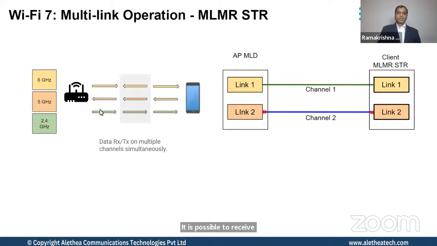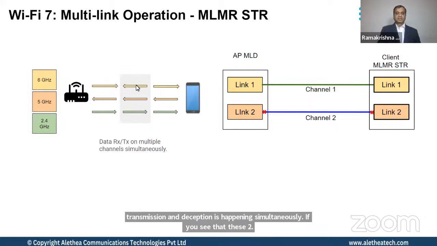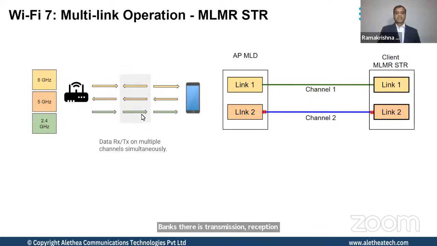If you go to the next one, even though the direction of the arrows has changed, the transmission and reception are happening simultaneously. In these 2 bands, there is transmission, and on this, there is reception. If you go to the next one, these 2 have transmission and this has reception. So this is what will happen, and I would explain a little more in detail here.